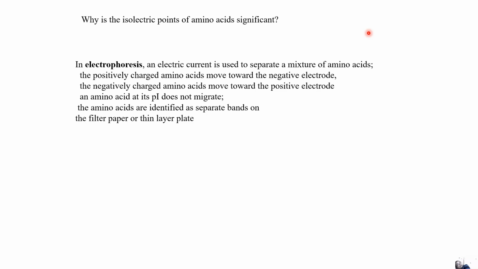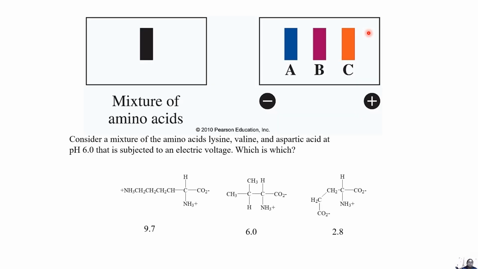So, in electrophoresis, an electric current is used to separate a mixture of amino acids. The positively charged amino acids move towards the negative electrode. The negatively charged amino acids move towards the positive electrode. And an amino acid at its isoelectric point does not migrate. The amino acids are identified as separate bands on the filter paper or thin layer plate. They provide a means of separating and identifying them.